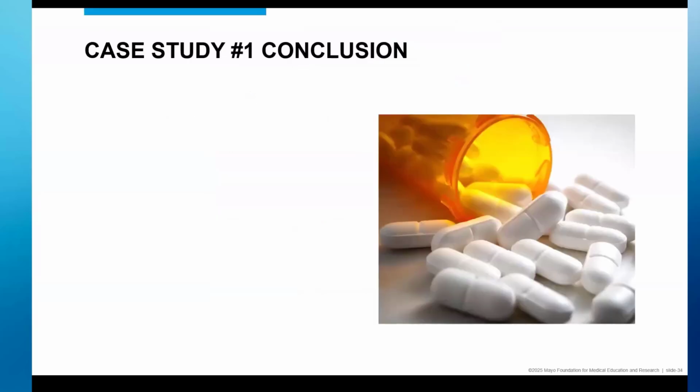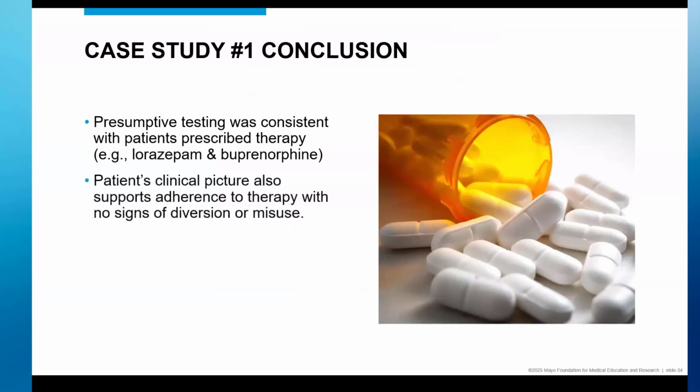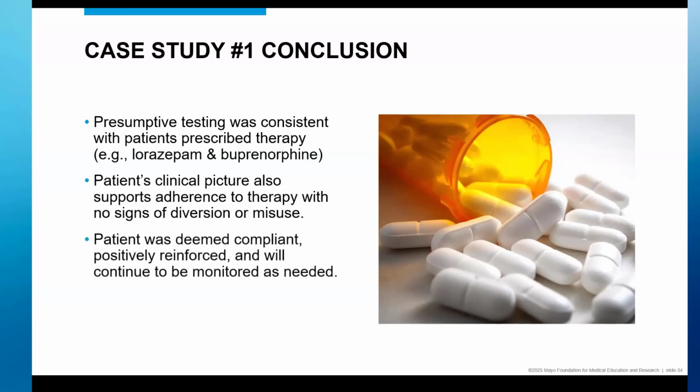So what does this mean? Well, in this case, we have presumptive testing that's consistent with the two prescribed medications, right? The lorazepam and buprenorphine. In addition, the patient's clinical picture supports adherence. There's no other cues. There's not like this patient's running out of medicines, having to refill frequently, no other obvious signs of abuse or misuse. And so in the end, this presumptive testing is really all that was needed to say this patient was likely compliant and positively reinforced for being compliant. And they will continue to monitor as needed in future visits on a random basis.